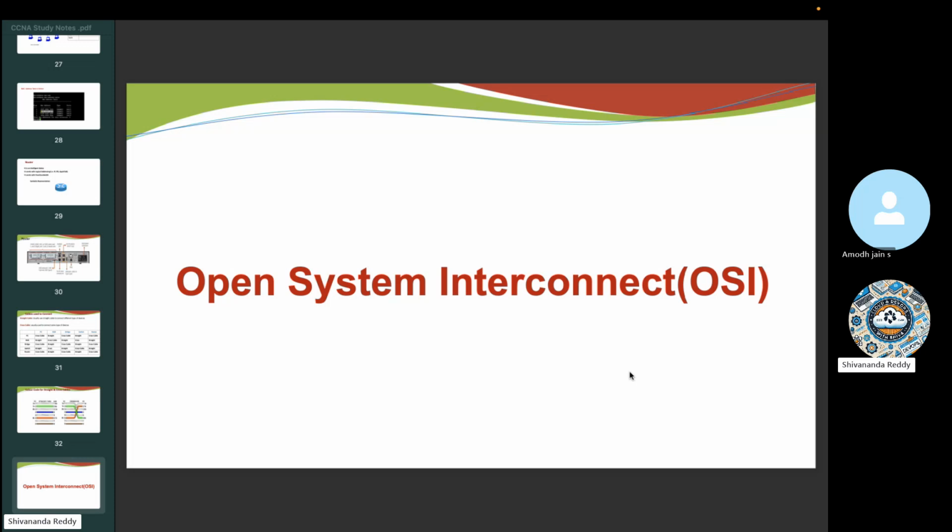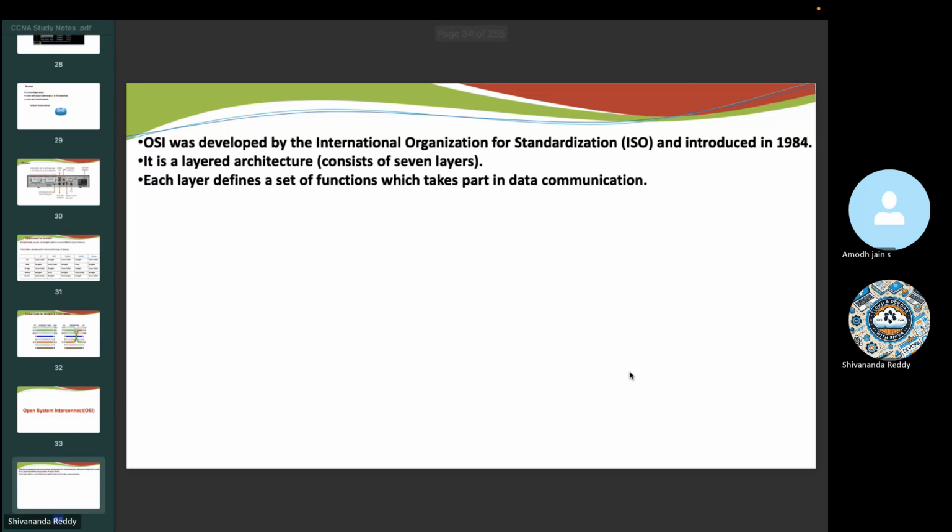It comes with 7 layers. In the overall world, any place you can go, these layers are standard. This never changes. For example, OSI was developed by the International Organization for Standardization, ISO, and introduced in 1984.